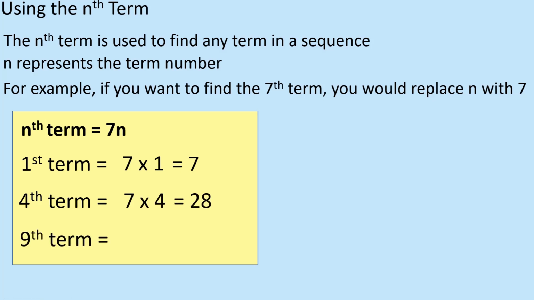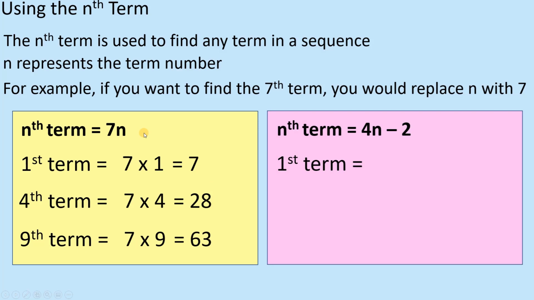If I wanted the ninth term, the same process applies: it's going to be 7 times 9, which of course gives me 63. So if I was going to continue that sequence of 7n, it would go 7, 14, 21, 28, and so on. But it's a quick way of figuring that out. So that's quite straightforward. Let's have a look when it's a little bit different.